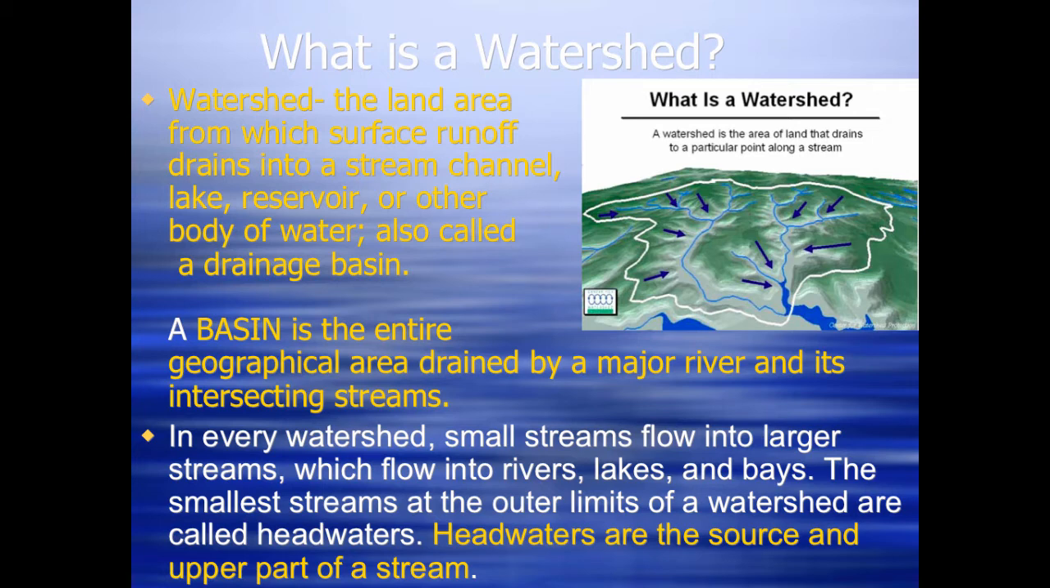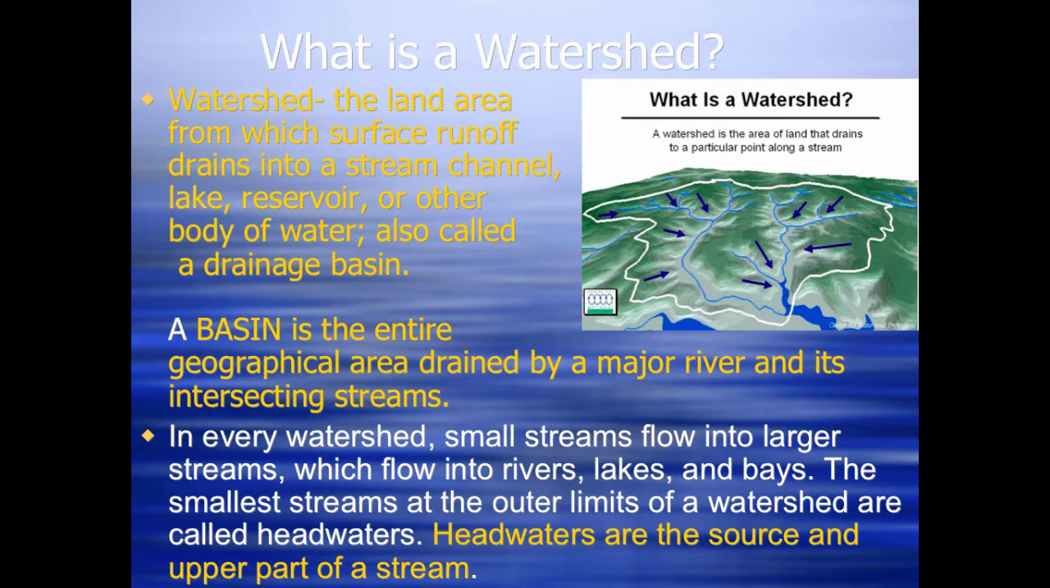So what is a watershed? Here you go. Definitely write this down. A watershed is the land area from which surface runoff drains into a stream channel, a lake, a reservoir, or any other body of water, which can also be called a drainage basin. So a watershed is an area of land that drains water into a bigger area. So we know that little streams can combine to make big streams, and they can combine to make rivers, and rivers can empty into lakes. So all of that land around those areas is considered a watershed.